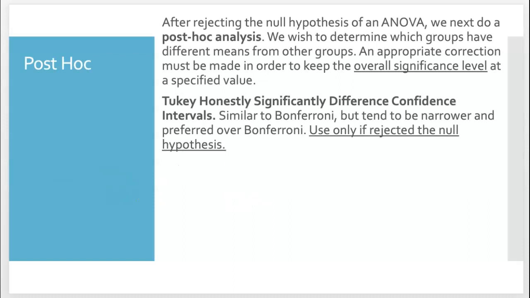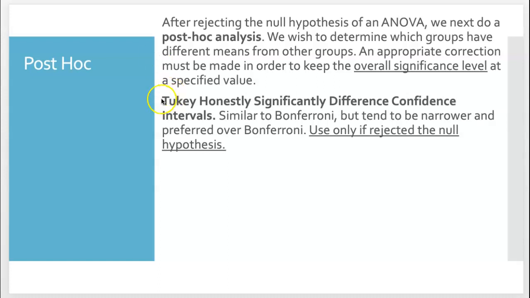So last time we introduced, we talked about this overall significance level, so we still have it here. It says we wish to determine which groups have different means from other groups, and an appropriate correction must be made in order to keep the overall significance level at a specified value. So it's just saying, after we do the ANOVA, now we're going to do multiple comparisons again, just like we did before with the Bonferroni intervals, but we're going to use a different method.